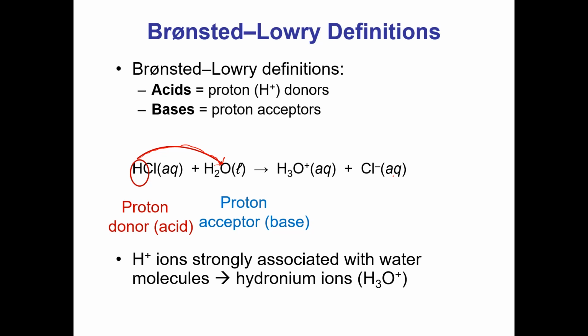We often talk about acids as giving up a proton, but when you see the products, most of the time you'll see that we write H3O+. The reason for that is that H+ ions don't exist by themselves in solution. H+ ions are very reactive and they tend to associate with water molecules, so we actually get hydronium ions, which is the H3O+ that you see here.